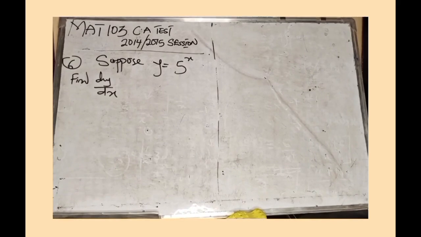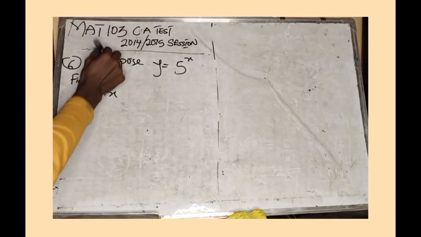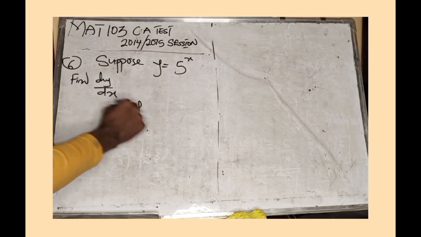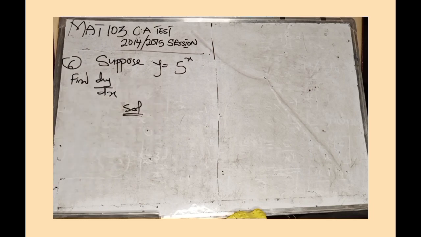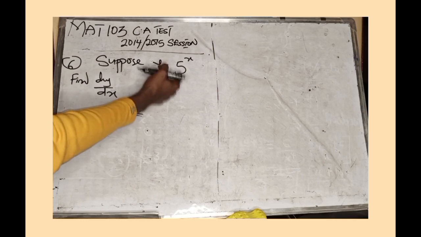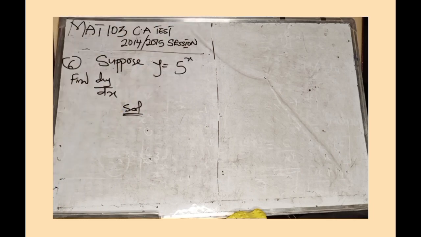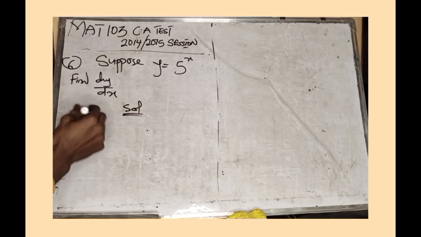Okay guys, now with question number 6, the question says, suppose y is equal to 5 raised to the power of x. Now we should find dy/dx. So let's put down the solution shortly and so we solve. Here is a constant powering a variable. So to get this done, we need to apply what we call the derivative exponent rule.